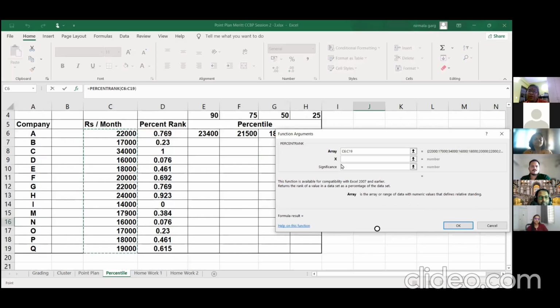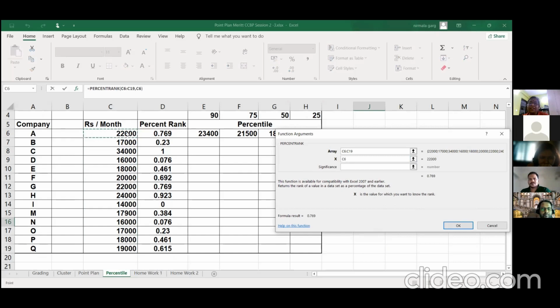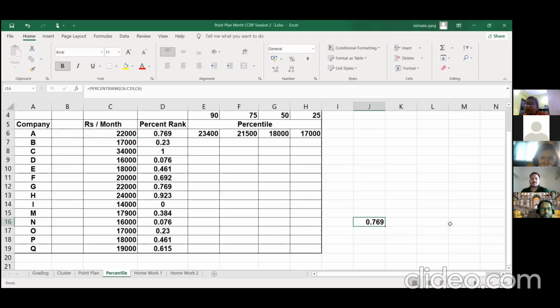Okay. Now, 22,000. I want to know at what percentile it is. Then I will say, okay. Can you see this, guys? What is the percentile? 76. 76 percentile. So at 76 percentile, what is the amount? 22,000. Okay. I'll do one more only now.